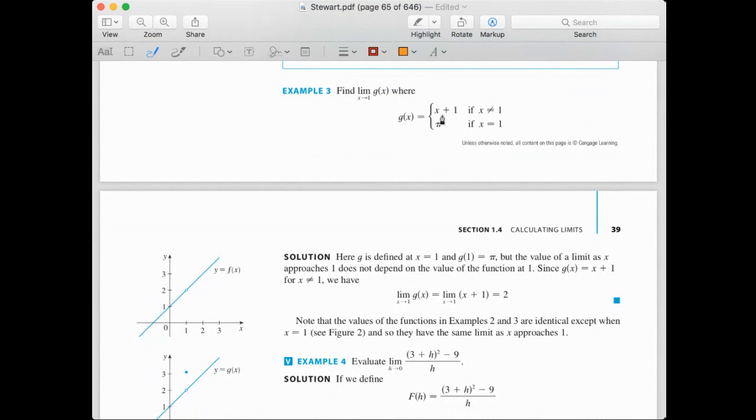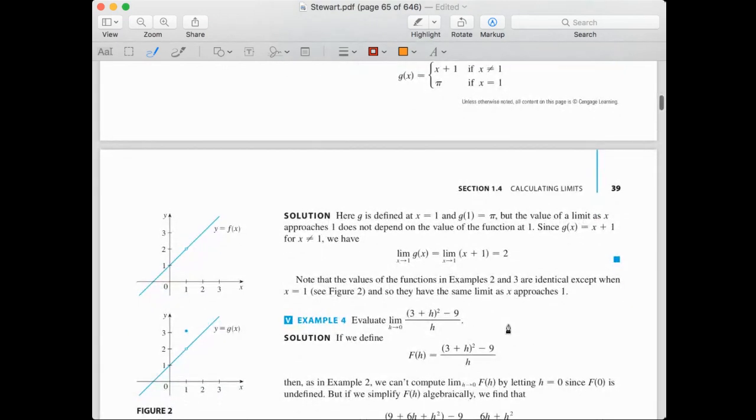So we try to find the right limit and left limit. The limit of g of x is the limit as x approaches 1 of x plus 1. Well, this is just a linear function, right? A linear function is a polynomial. We just plug in 1, we get 2. But this one is saying when x equals 1, we assign g of 1 to be pi. Of course, 2 is not equal to pi. So what do we do?